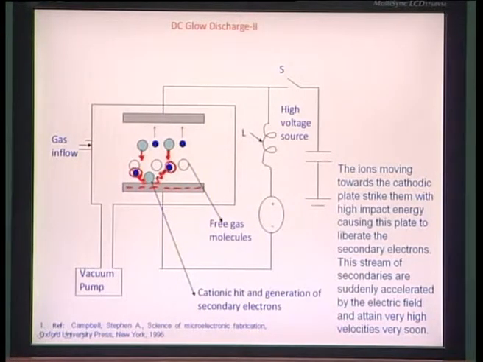Once these secondaries are generated, they also start rushing back, more towards the anode because this plate is positively charged, and in the process they create further ions by striking, because they have some energy. This is a continuous ionization process. So once you have initiated a plasma, it self-sustains by creating these secondary electrons and then additional ions from species very near the plate, which get hit by the electrons.